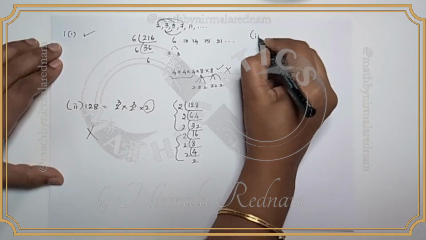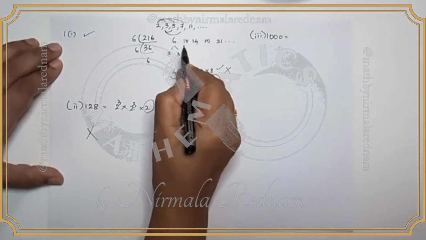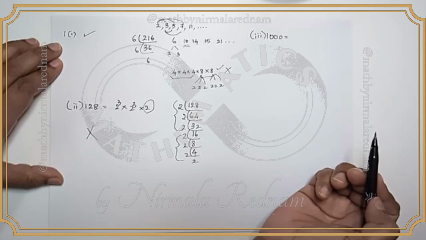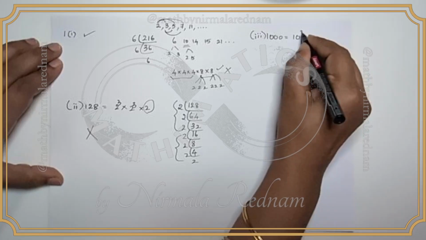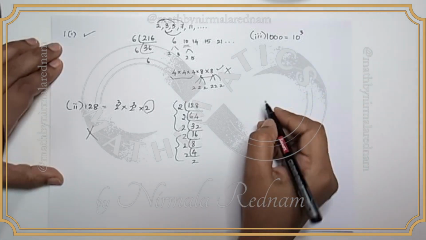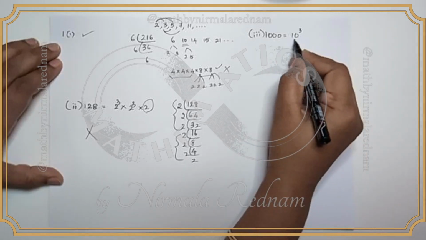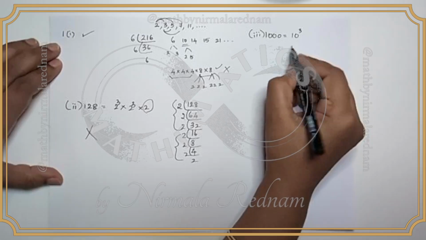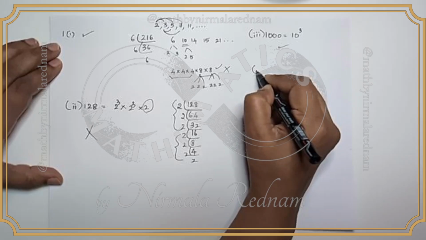Next question, they're asking 1000. Now clearly 10, like I said, is 2 into 5, two distinct prime numbers. Therefore, I can write it as 10 cube and not worry about having missed some of the factors hidden inside them. And I am able to group it as a group of 3. Therefore, it is a perfect cube.